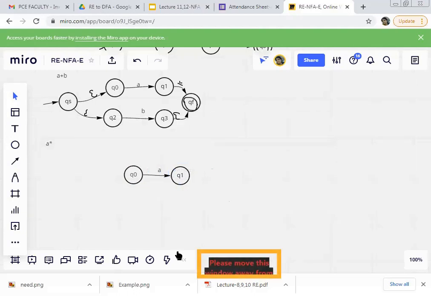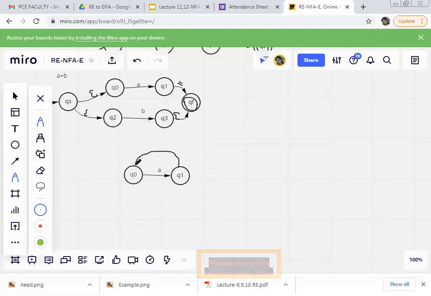Okay, so this is A. I need to repeat this again and again, right? Star matlab repetitions of A, right? So to repeat this, we'll make this a cycle.